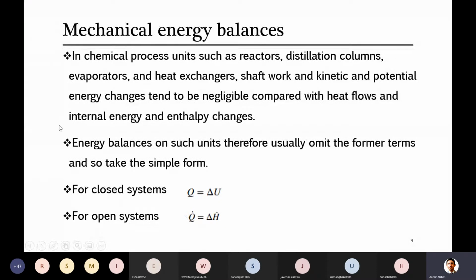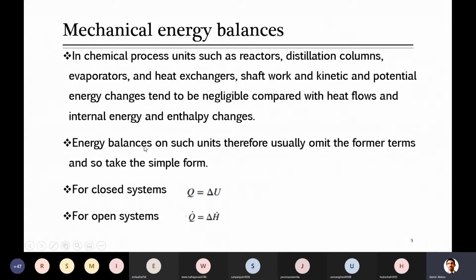So shaft work and kinetic and potential energy changes are usually negligible, because you studied that the energy balance equation was Q plus Ws is equal to change in enthalpy plus change in kinetic energy plus change in potential energy. So shaft work, kinetic and potential energy are usually ignorable. Sometimes even shaft work will be ignorable, and then only the enthalpy term or some other term will be left.